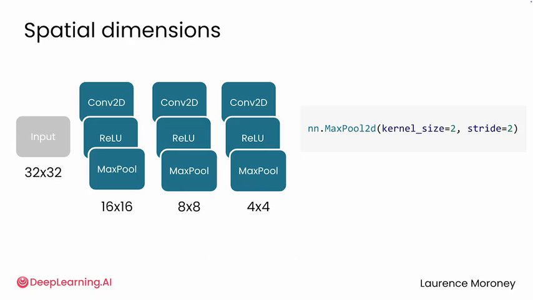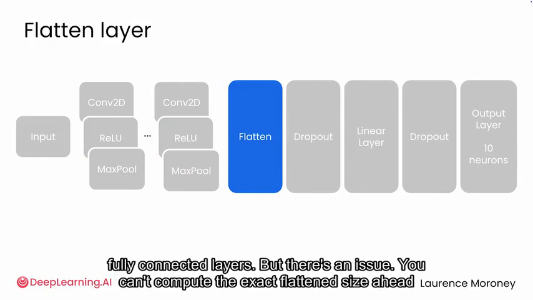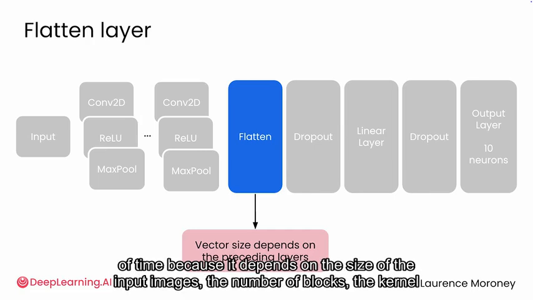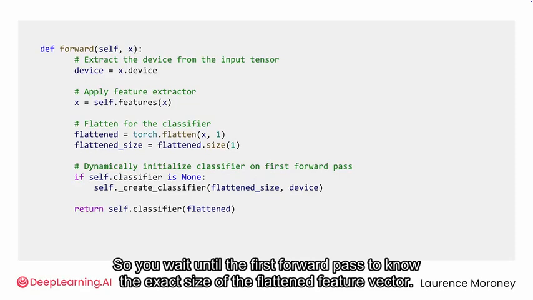Once the feature extraction stage is done, you flatten the output before feeding it into the fully connected layers. But there's an issue. You can't compute the exact flattened size ahead of time because it depends on the size of the input images, the number of blocks, the kernel size, and the number of filters in the convolutional layers, which you may not know a priori. So you wait until the first forward pass to know the exact size of the flattened feature vector.